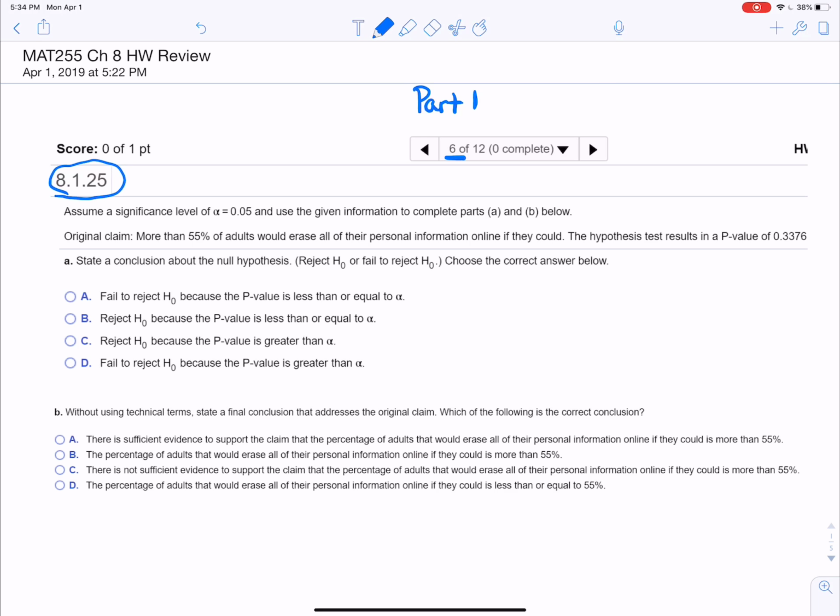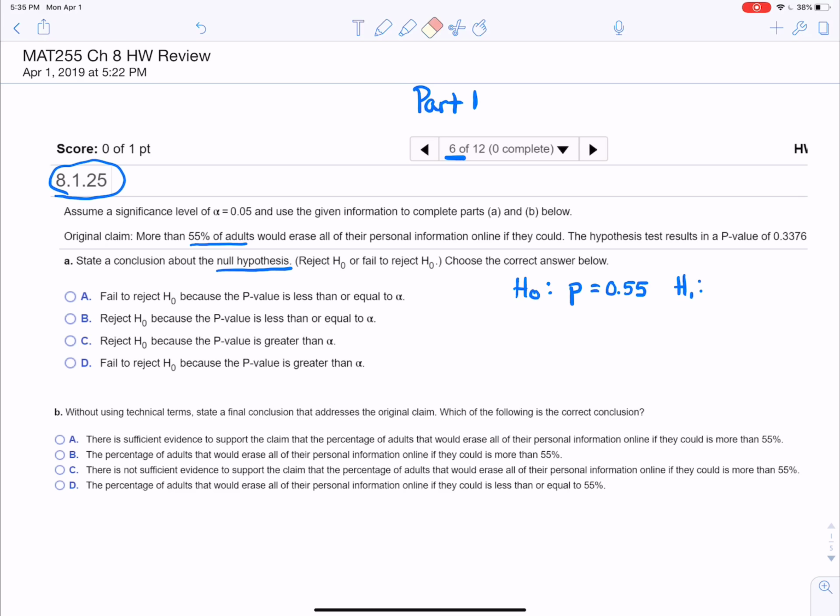The first thing they ask us to do is to state a conclusion about the null hypothesis. So if we look, the original claim was that more than 55% of adults would erase all of their personal information online. So we can use that to figure out our null hypothesis and our alternate hypothesis. Remember, our null hypothesis always has to use our equal sign. We're talking about a proportion, so I'm going to use P equals. And the claim that we're making is that it's greater than 55%. So we're going to use that 55% in our null hypothesis in decimal form and say that P equals 0.55.